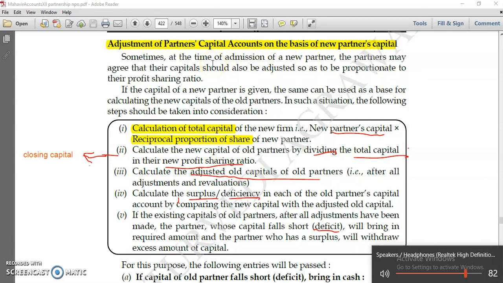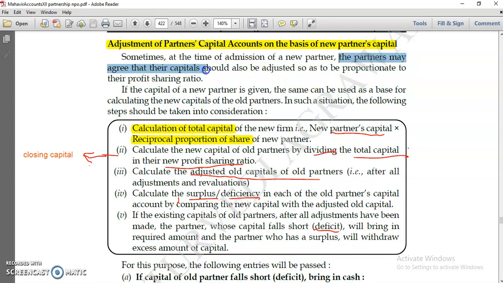Let us understand why adjustment is there. Sometimes at the time of admission of new partners, the partners may agree that their capital should be adjusted so as to be proportionate to their PSR. It means if it is specifically mentioned in the question that your capital account should be adjusted according to the profit sharing ratio, then your profit sharing ratio would be equal to your capital. So in that case we have to adjust capital.